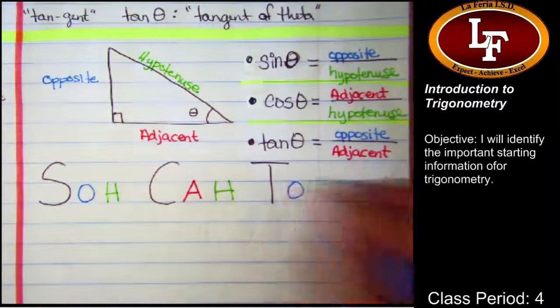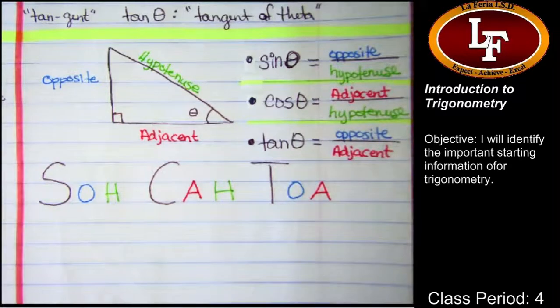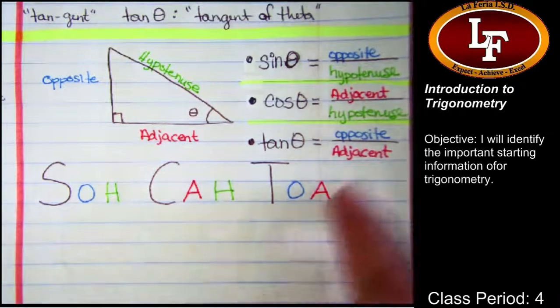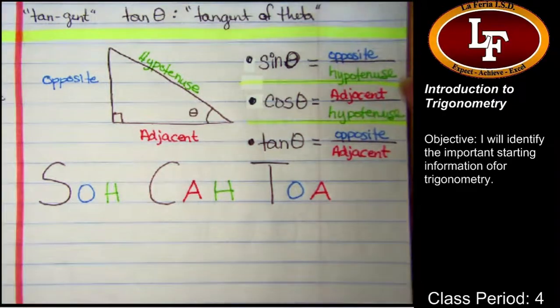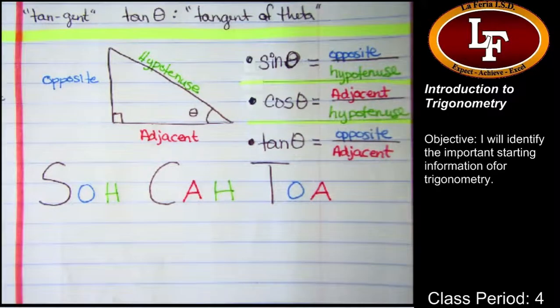So-ka-toa. It basically sounds like the name of a Native American princess. And it's just to help you remember how these ratios go together. Okay? That's all it is. A little mind trick for you.